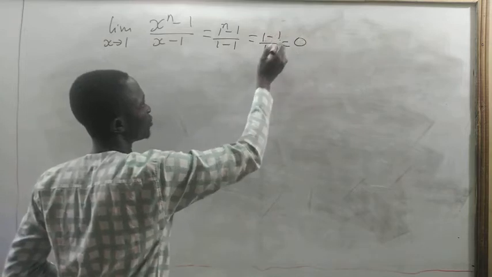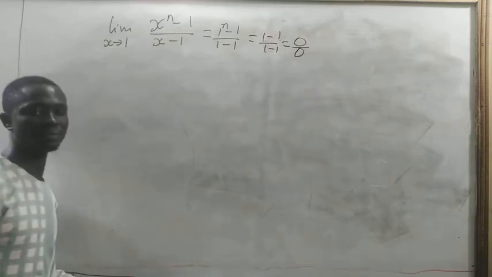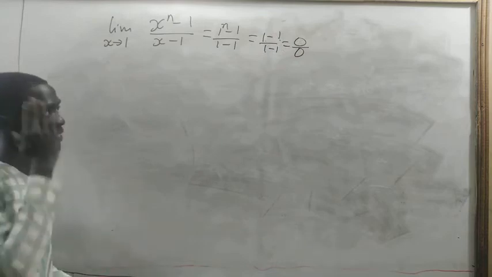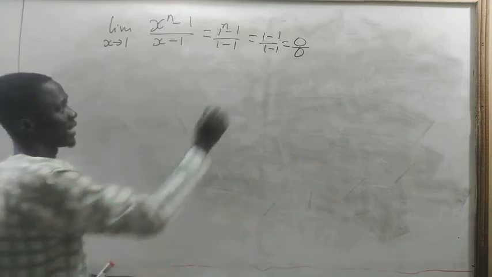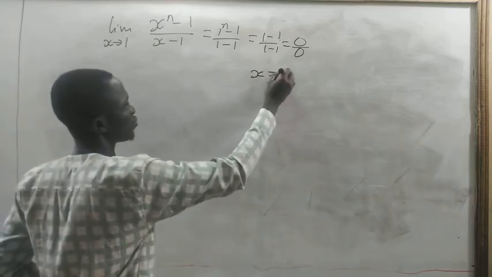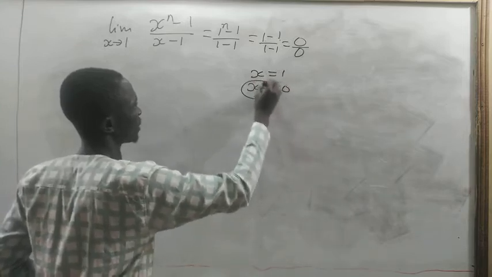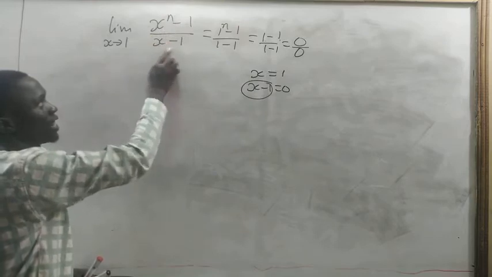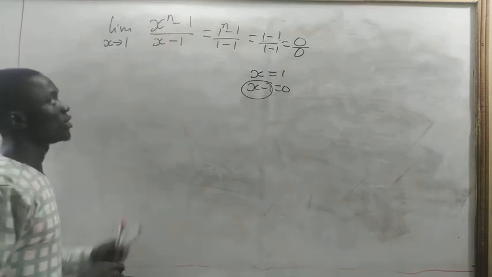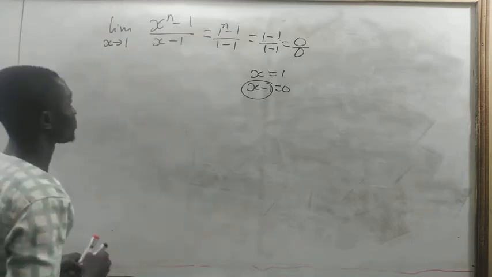1 minus 1 is 0, and 1 minus 1 is 0. So you have 0 divided by 0, which is indeterminate. It means that x equal to 1 makes x minus 1 equal to 0. So x minus 1 is a common factor to both the numerator and the denominator, but we only have it at the denominator, so let's factorize it out from the numerator.